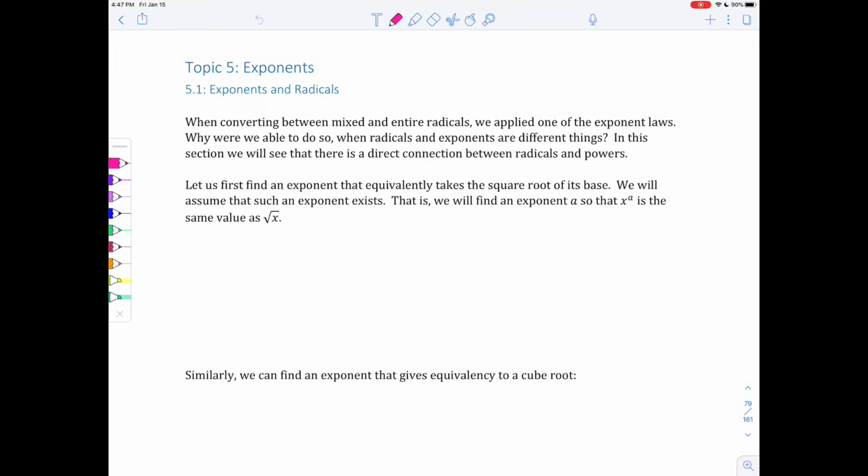Welcome to Topic 5. If you thought this last unit was radical, this one is exponentially better!